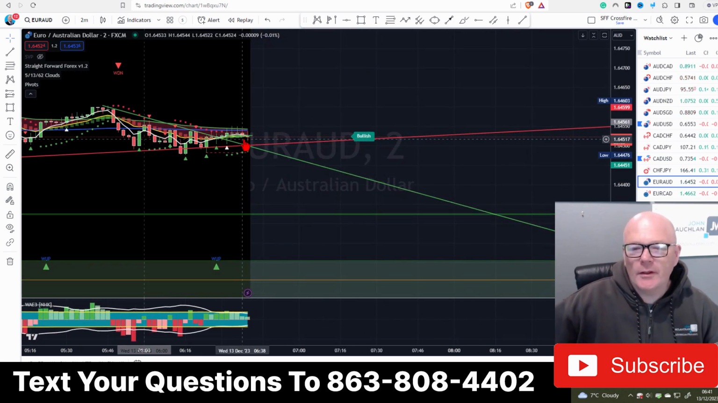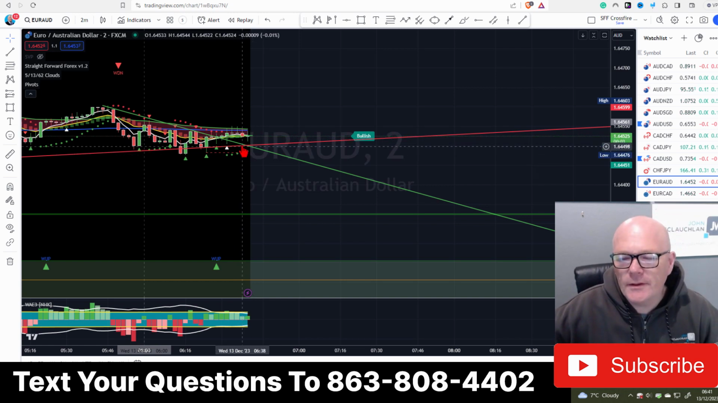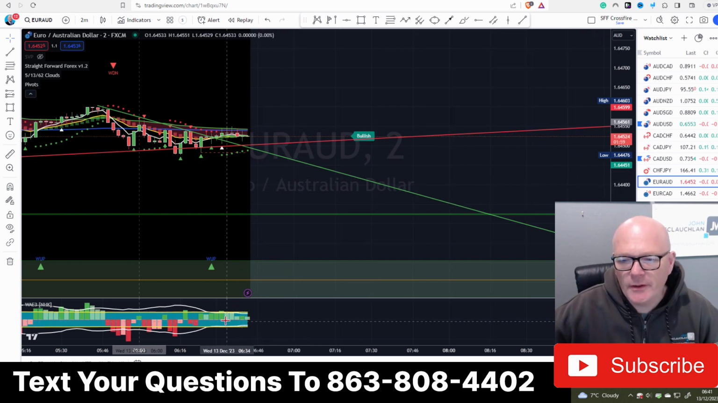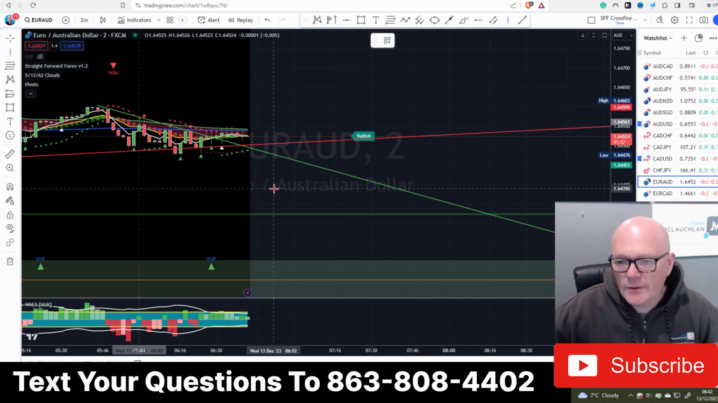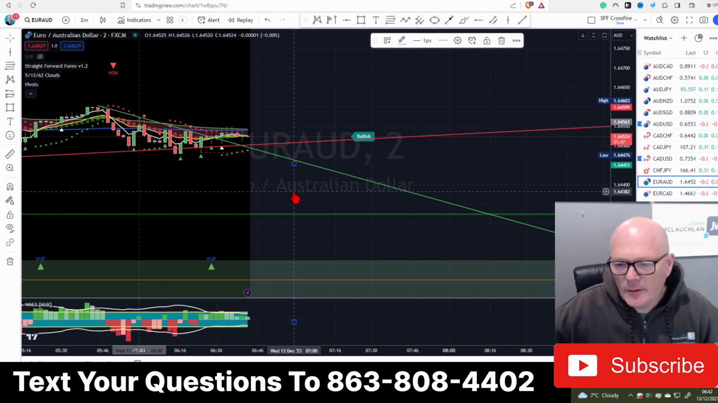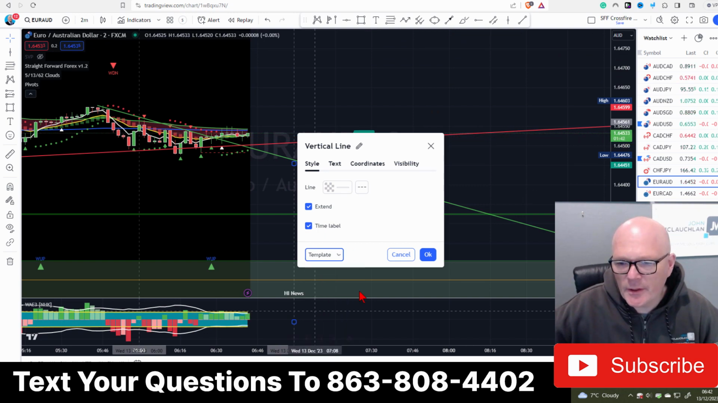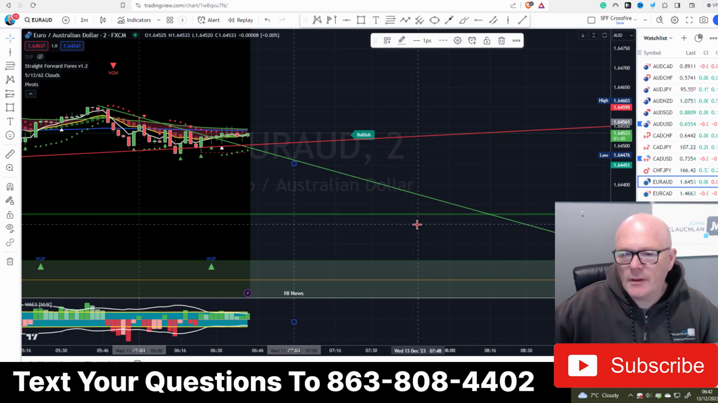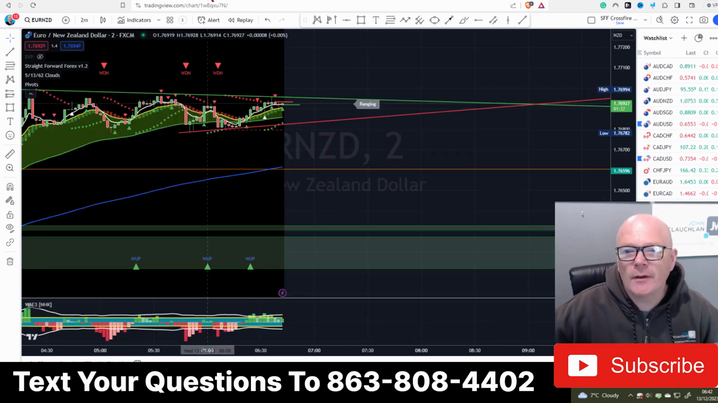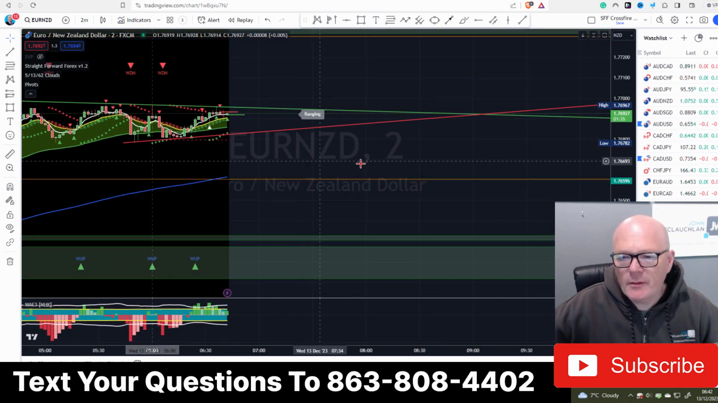This is Euro Australian. It's above the green trend line, but the same situation. We've got sideways rotation, very little volume, and I can tell you that there'll be a move at 7 o'clock. So if we put this on here, I'll just put the vertical line at 7 o'clock, and I just have a little template that says high news. Again, just as a visual, it tells me what's going on. Euro NZD, I'll just do the same for that.